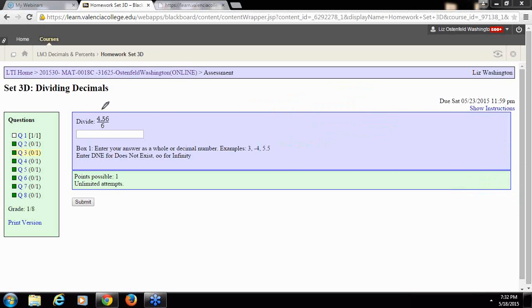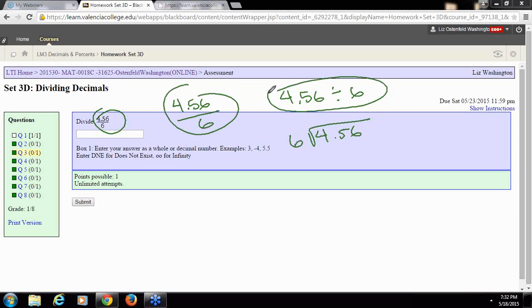So let's do, since I'm here, writing things as a fraction, I could write 4.56 divided by 6, or I could write it as a fraction. These are all the same exact thing, just written differently. Okay, in this problem, do I have to move the decimal at all? What do you guys think? No, because this number out here is already a whole number.